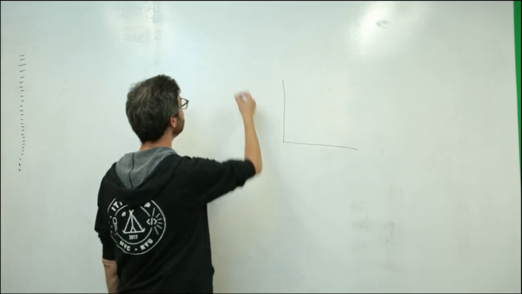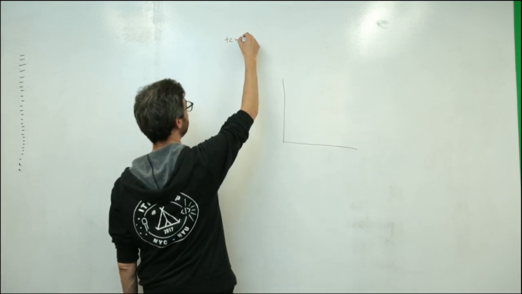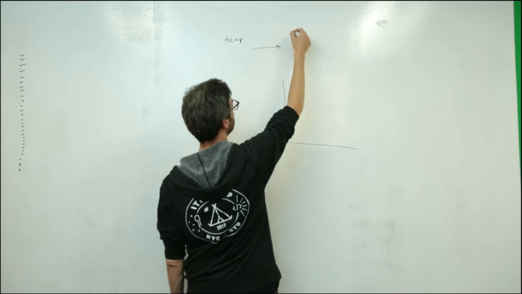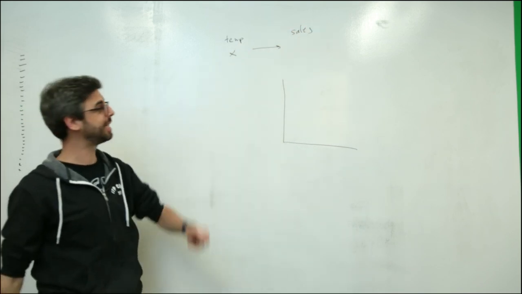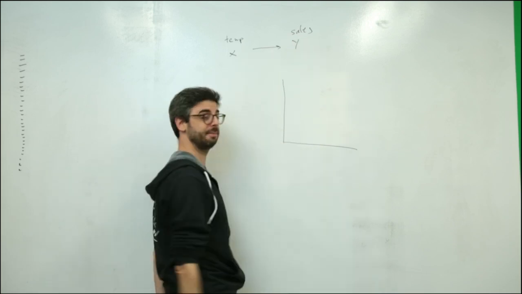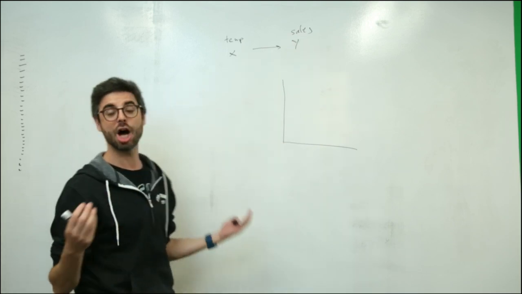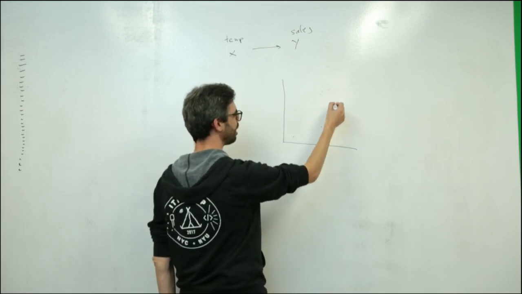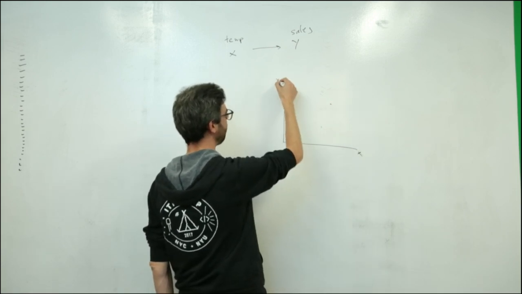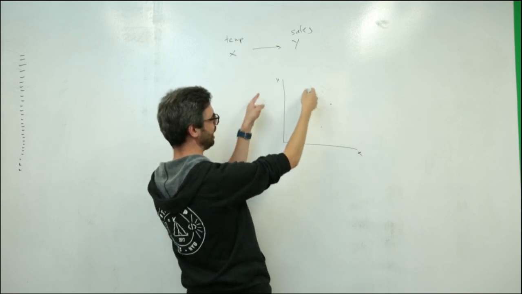So the only thing is, you know, temperature. And from temperature, you can think of that as X. We're trying to predict sales Y. And so we might have a known data set, which we could plot on this graph of temperature as related to sales.